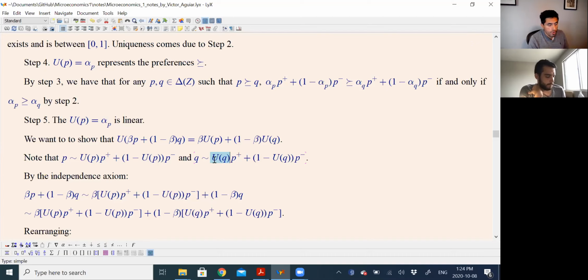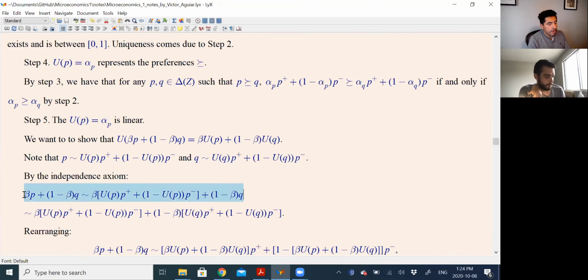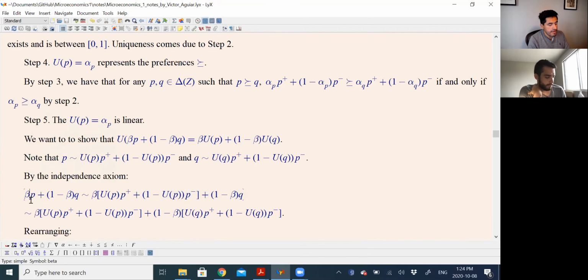And now I have to show that if I take the compound lottery, beta times p plus 1 minus beta times q, then the mixture parameter that I need in order to make indifferent the p plus and the p minus is actually equivalent to this object here, which is beta times the utility of p plus 1 minus beta times the utility of q. So this will prove linearity, in other words. So notice that I just take p, right? And this lottery is indifferent to what? By definition, it is indifferent to up, p plus, 1 minus up, p minus, okay?